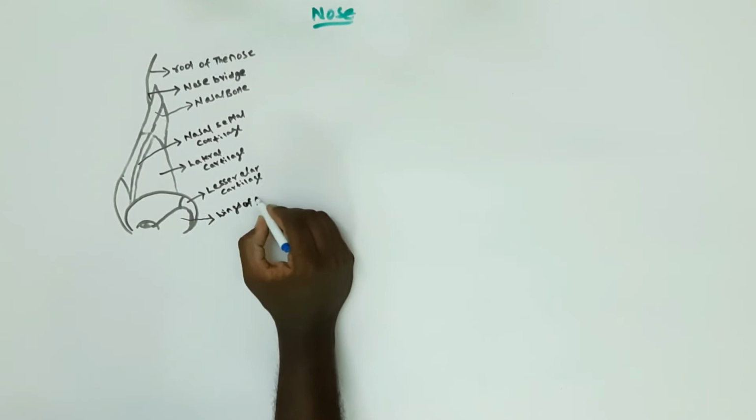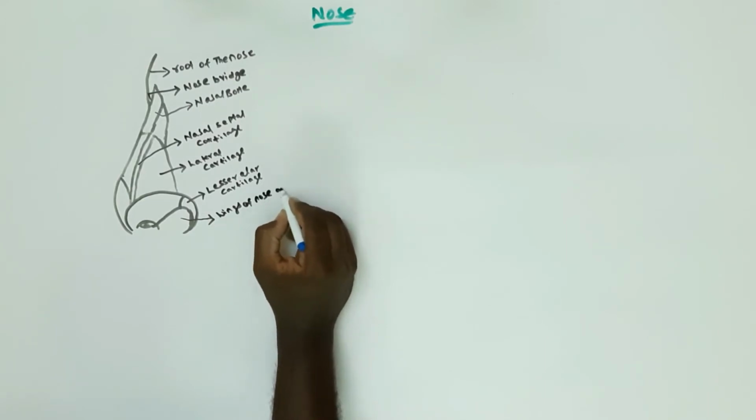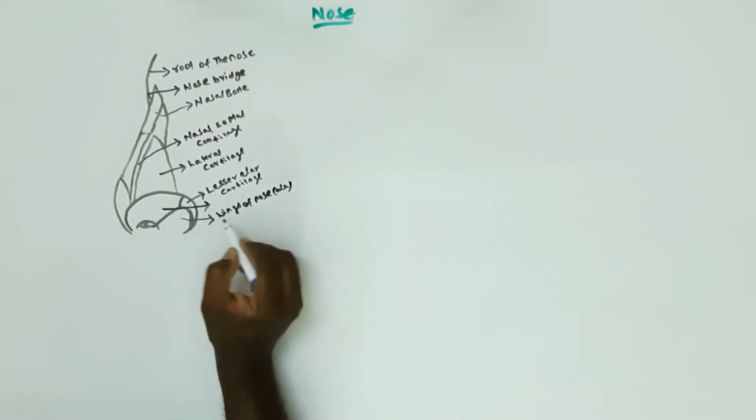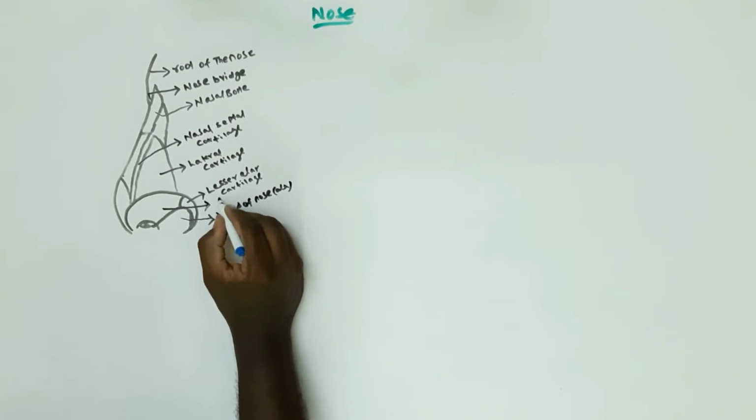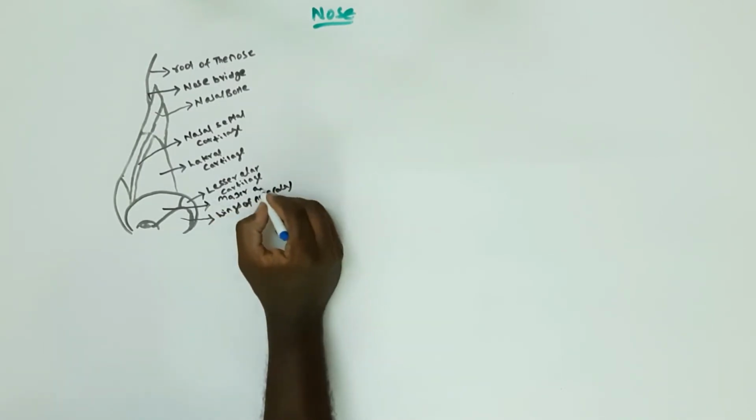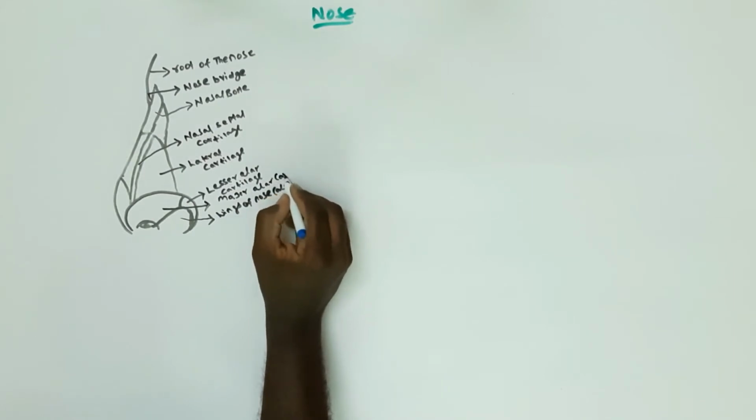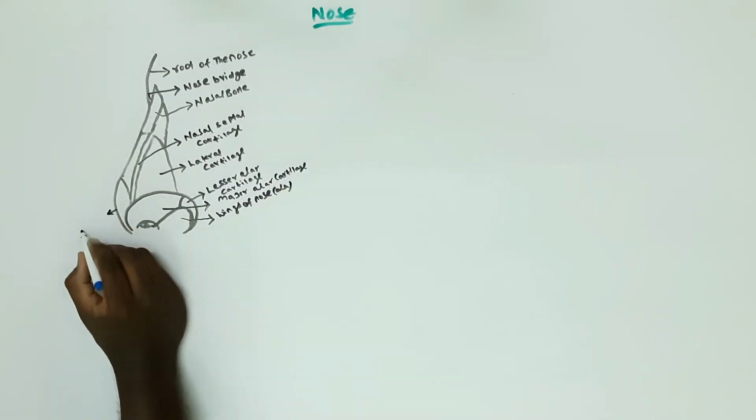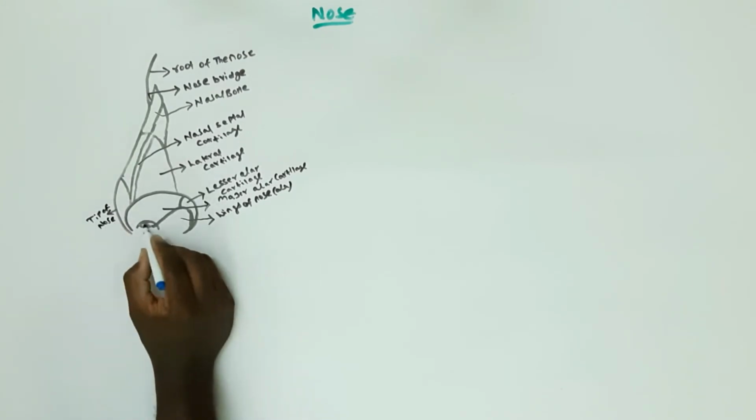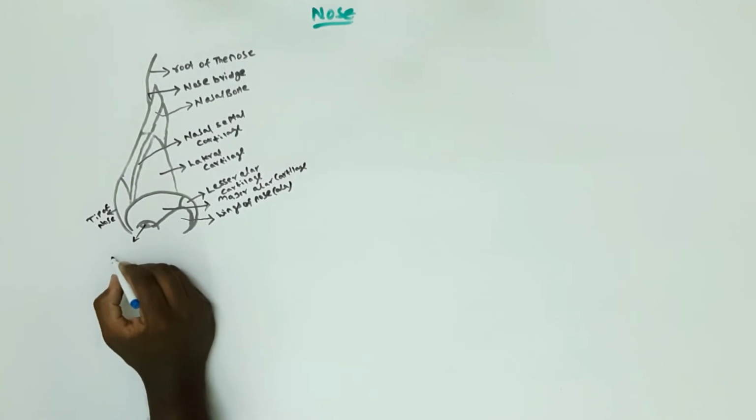Next we can see the major alar cartilage. I'm showing you here, it is called the major alar cartilage. The lesser alar cartilage is small, while the major alar cartilage is somewhat bigger. Now we are seeing the tip of the nose, called the apex, which is the lower free end of the nose. Now we are seeing the nostrils, also called nares.